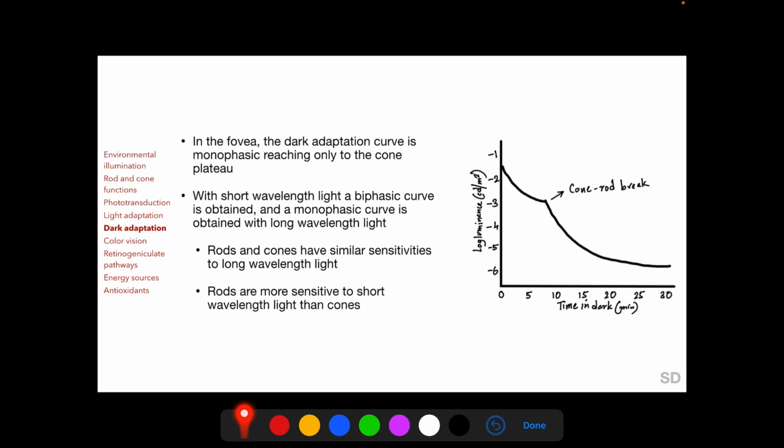If instead of polychromatic light, short wavelength light is used to assess dark adaptation, a biphasic dark adaptation curve is obtained, and when dark adaptation is assessed with long wavelength light, a monophasic curve is obtained, and this is said to be due to rods and cones having similar sensitivities to long wavelength light without any separation of their threshold luminance. But on the other hand, rods are more sensitive to short wavelength light as compared to cones, because of which the sensitivities of the cones and the rods differ with short wavelength light.